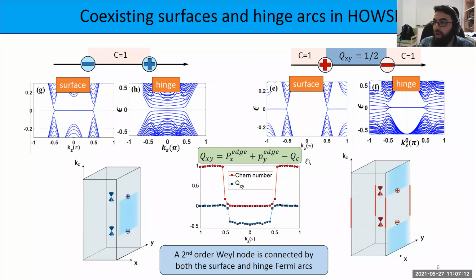The way that we characterize it, again, is through the quadrupole moment. This is the way that we calculate the quadrupole moment, by calculating the polarization of each edge and subtracting from the corner charge. And you can see that in this particular region the quadrupole is quantized to a half, but the Chern number is 0. In the other parts, the Chern number is non-zero, and the quadrupole is not well-defined, not 0.